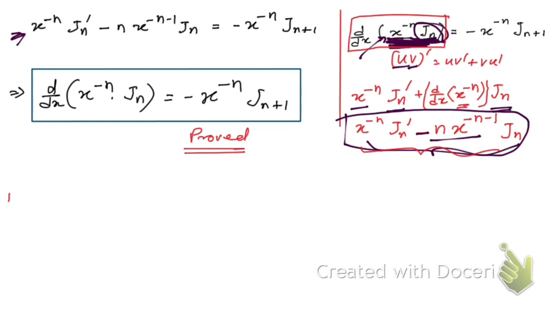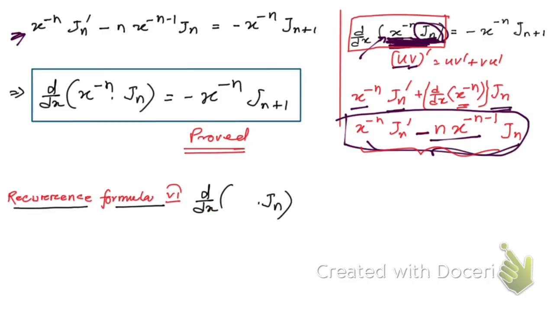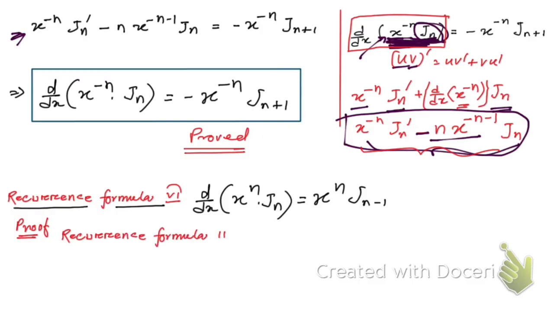So now let me show you how to prove the recurrence formula number 6. So this is the recurrence formula number 6. Let me write that formula here. So how to prove this? To prove this one, we're going to use the recurrence formula number 2. Let me write that step again.